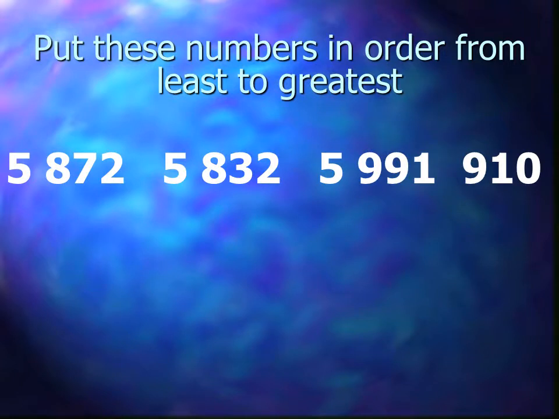All right, now you try this one. Put these numbers in order from least to greatest. Your numbers are 5,872, 5,832, 5,991, and 910. Put these numbers in order from least to greatest.